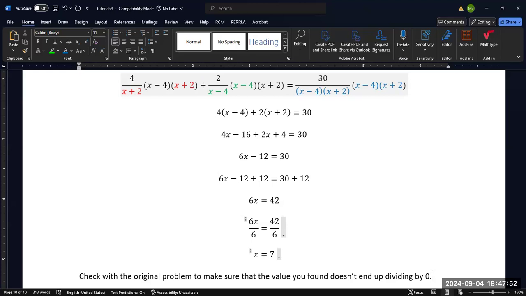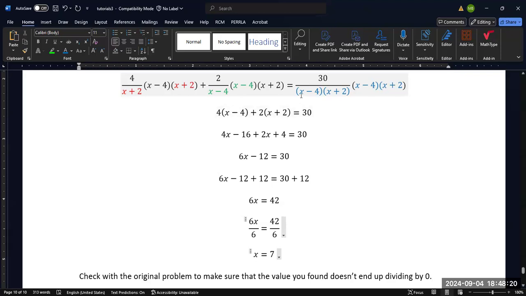So you could end up with a situation where the algebra all gives you, let's say, -2, and then you put that into the original problem and you get division by 0. And so then that actually isn't a solution to the problem at all. You can get some of these problems where there is, in fact, no solution because the solution should actually be where you're dividing by 0. So you do have to double check that.